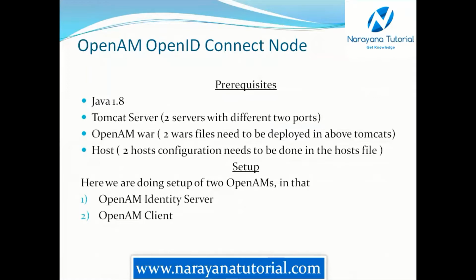I have even given a video link for the host configuration, how to configure the host in the host file. Now, how to do the setup? Here we are setting up two OpenAMs. First is the identity server, and second is the client application. The identity server provides authentication for the users, and the client application is the protected application. Before accessing the client application, it first redirects to the identity server, authentication happens, and then it allows access to the protected application.